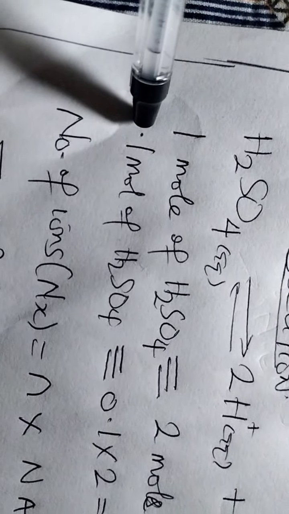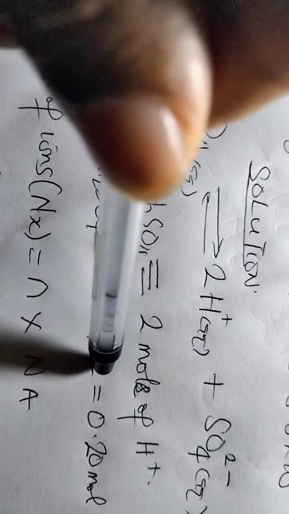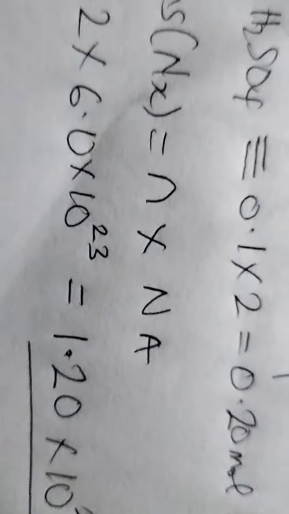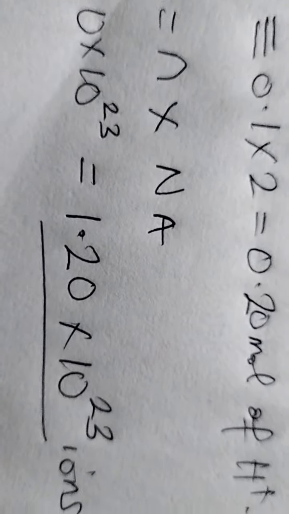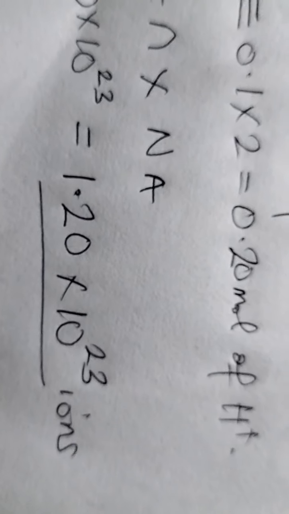0.1 mole of the acid, from the equation, will now produce 0.1 times 2 to give us 0.2 mole of hydrogen ion. The number of ions is given by the formula, number of moles times Avogadro's constant. That will give us 0.2 times 6.0 times 10 to the power 23. That will give us 1.20 times 10 to the power 23 ions present.